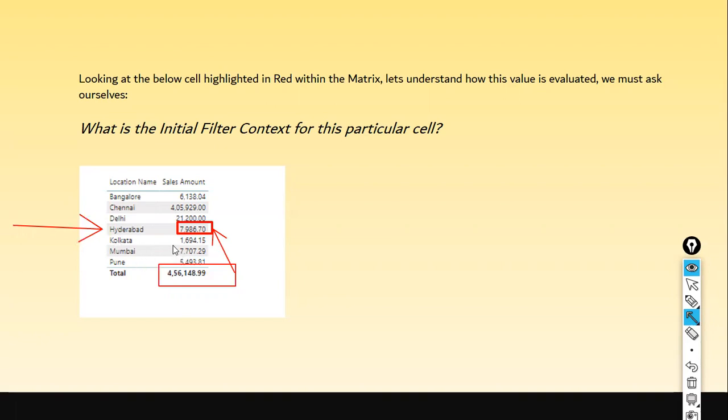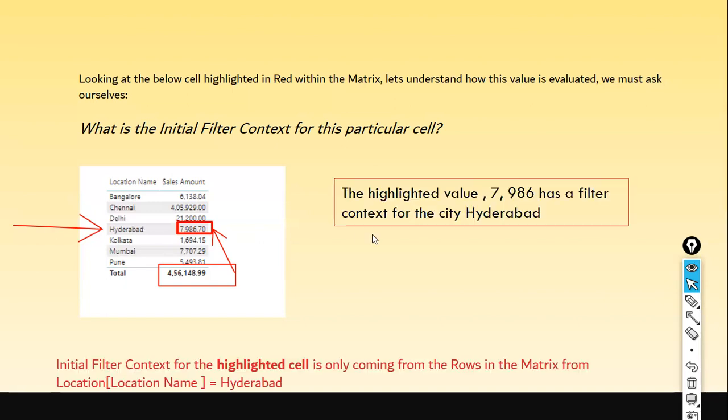Next one is Kolkata, right? In this case, the initial filter is location name equal to Hyderabad. So what is the total sales we made in Hyderabad? Okay, the initial filter context is fine. The initial context for the highlighted cell is only coming from the rows in the matrix, from location name equal to Hyderabad.